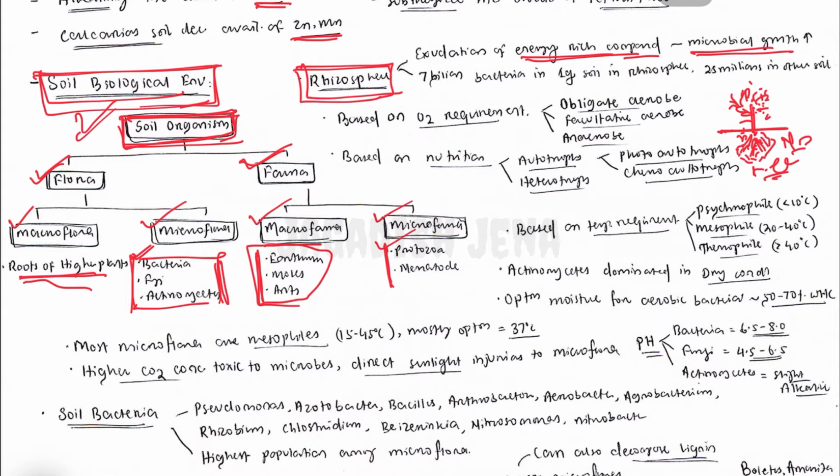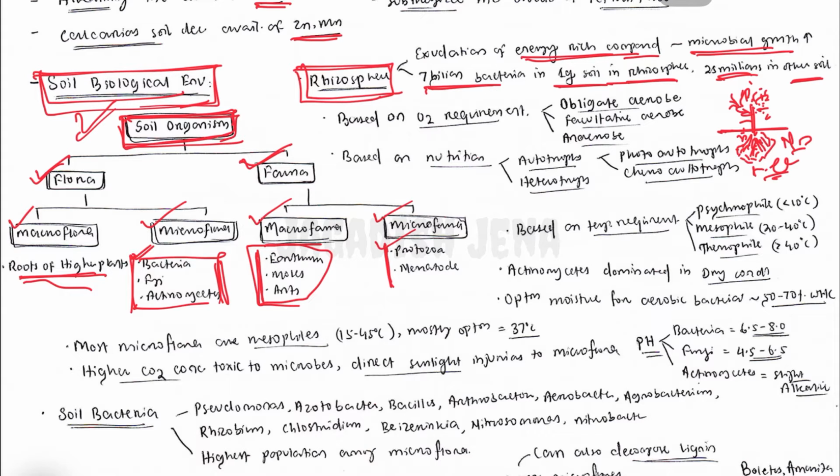When exudates are secreted into the soil through the root system, that helps the microbes to grow there. Let me tell you, you can find 7 billion bacteria in 1 gram of rhizosphere soil. In other soils, you can find around 25 to 30 million bacteria. So the rhizosphere zone is the epicenter of microbial activity. That means the rhizosphere secretes some compounds which are carbonaceous and energetic.